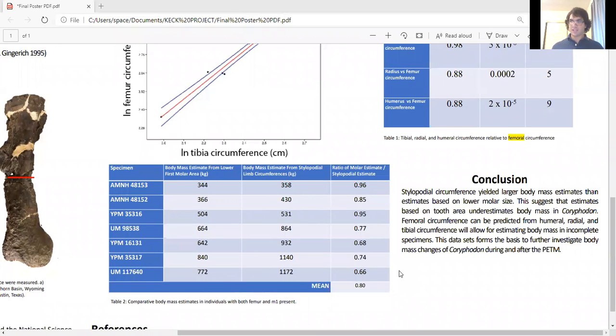In conclusion, stylopodial circumference yielded larger body mass estimates than estimates based on lower molar size. This suggests that estimates based on tooth area underestimate body mass in Coryphodon. Femoral circumference can also be predicted from humeral, radial, and tibial circumference, which will allow for the estimation of body mass in incomplete specimens. This data set forms the basis to further investigate body mass changes of Coryphodon during and after the PETM, and hopefully aid in determining whether or not there was, in fact, dwarfism during the Paleocene-Eocene thermal maximum.